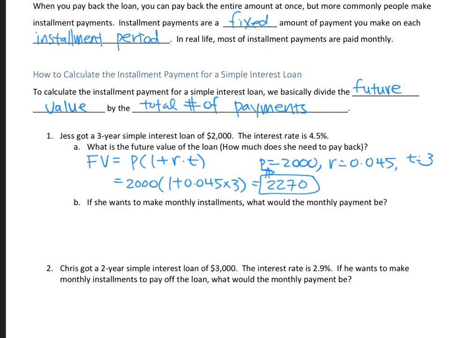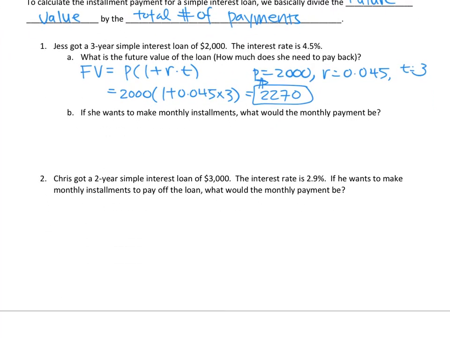All right, let's look at the second question. If she wants to make monthly installments, what would her monthly payment be? So she has to pay $2,270, and she wants to make monthly installment payments. So basically, we have to do 2270 divided by the total number of payments. I have to calculate this separately.